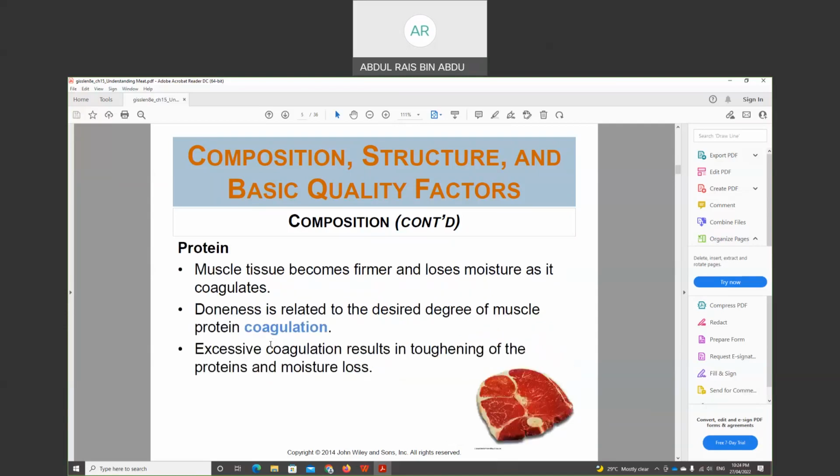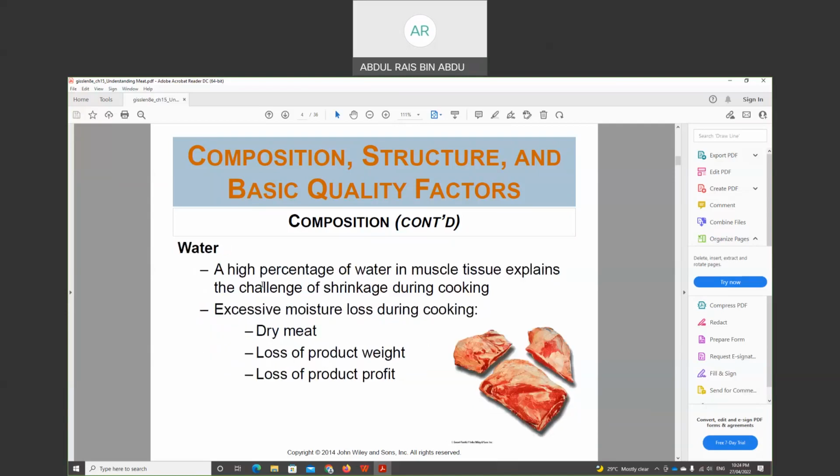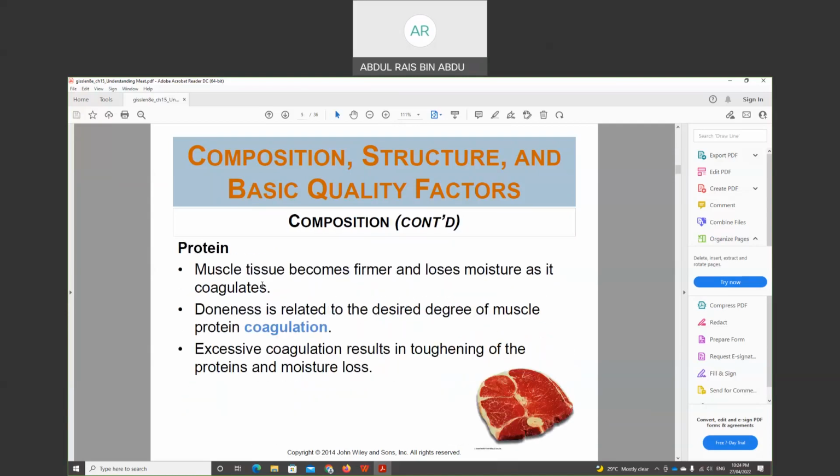Okay, so the second component, about 20% tadi, is protein. So it consists of muscle tissue and becomes firmer and loses moisture as it's coagulated. The doneness is related to the desired degree of muscle protein coagulation, and excessive coagulation results in the lessening of the protein and the moisture loss.